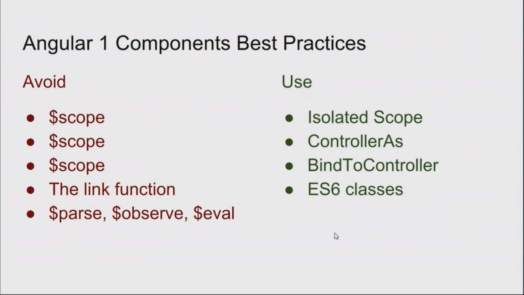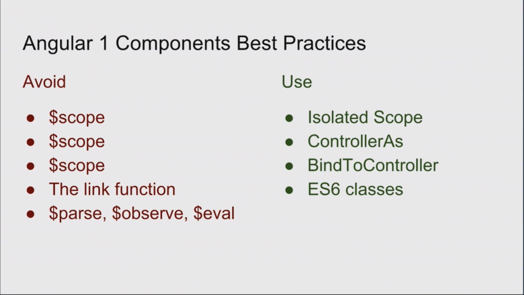So you can actually start using Angular 2 style components in Angular 1 just by changing how you write the Angular 1 code. So just by avoiding scope, that's a big one. Avoid scope a lot. And don't use link functions for things like components. It's fine if you have a custom validator. You could use the link function for that. But for components, try and use isolated scope, controller as, bind to controller, ES6 classes, and you're going to get like 80% of the way to an Angular 2 component.